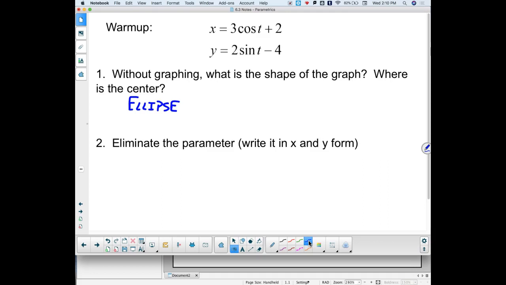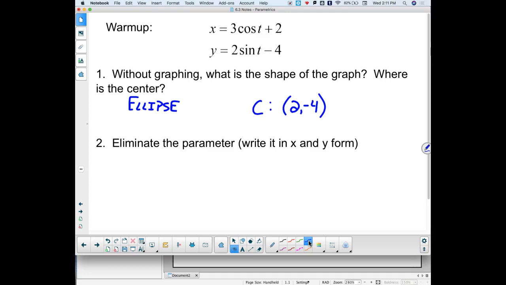Where's the center of said ellipse? 2, -4. Did you get unconfused? Whoever just said they were confused? I said, oh, I'm still doing this. Oh, okay. Gotcha. Like I stopped in the middle.